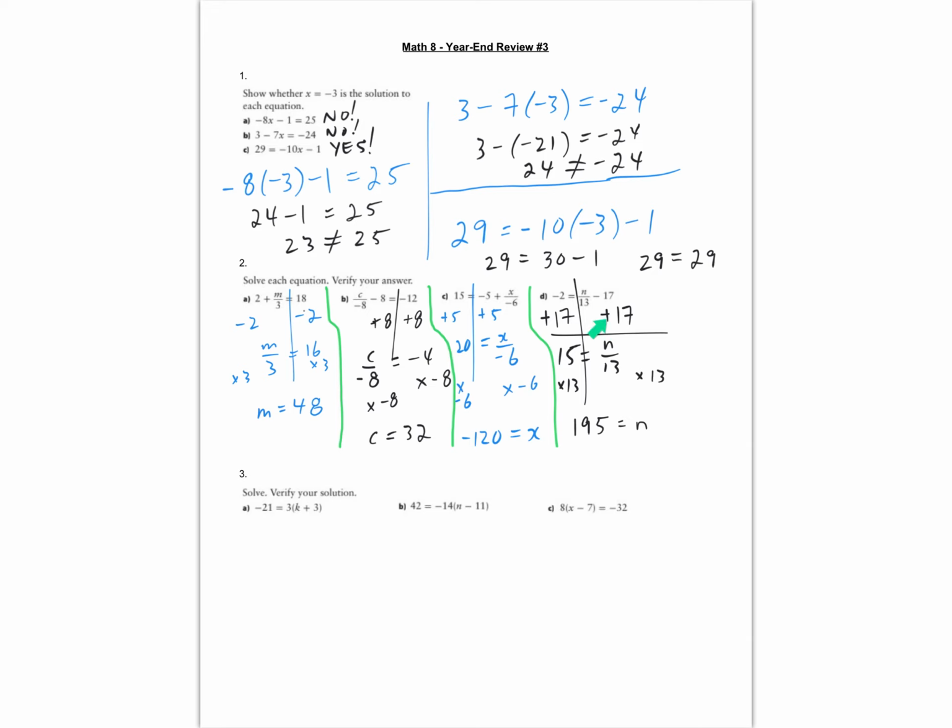And this one, I'm going to add 17 to both sides, and then multiply both sides by 13, and I get 195. So n equals 195. Okay.